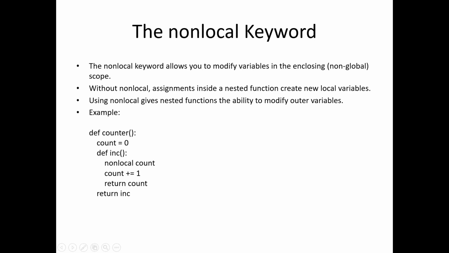lightweight. What's the nonlocal keyword? By default, if you assign to a variable inside a nested function, Python creates a new local variable. But sometimes you want to modify a variable from the enclosing scope, not global, but the immediate outer function. That's where the nonlocal keyword comes in. It lets a nested function rebind variables from its enclosing scope.